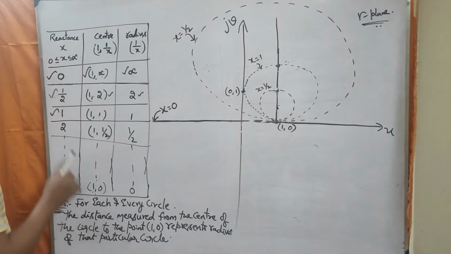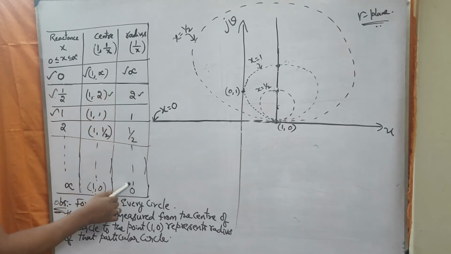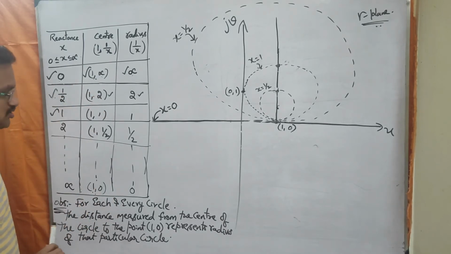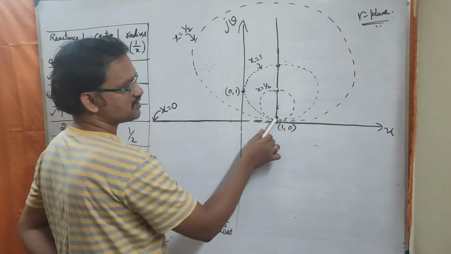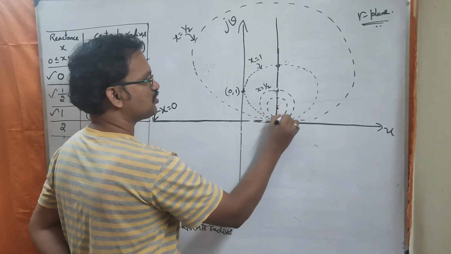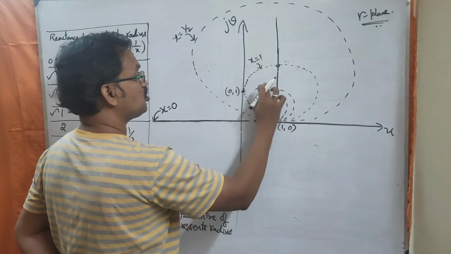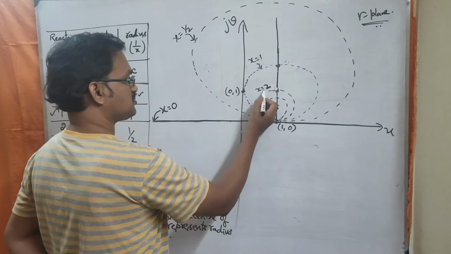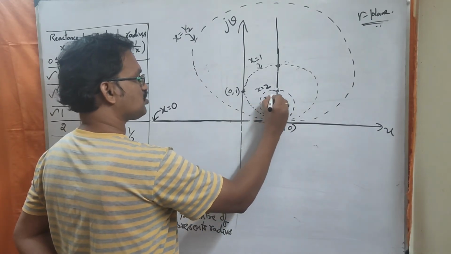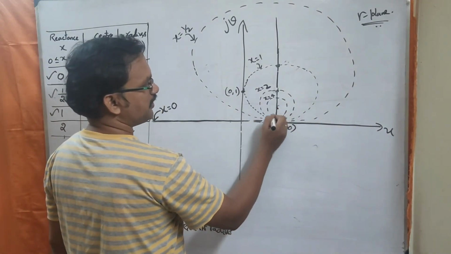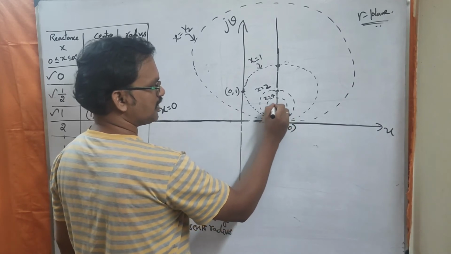Okay, see, as the x value goes on increasing, its radius goes on decreasing, and the center will shift from 1 comma infinity to 1 comma 0. Understood? So as the x value increases, the radius of these circles is going to decrease. So this is for x is equal to 1 and this is for x is equal to 2, and let us say this is x is equal to 4 or something. So like that, if you go on increasing the x value, the radius of these circles goes on decreasing. So you will get the circles like this.